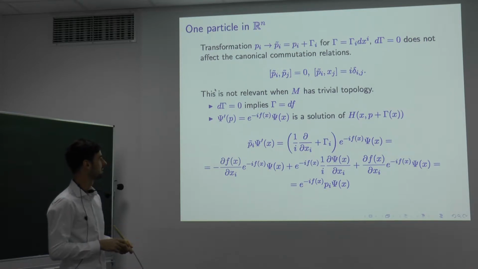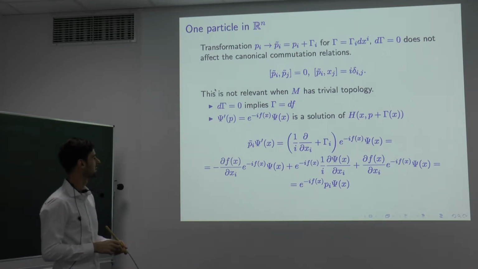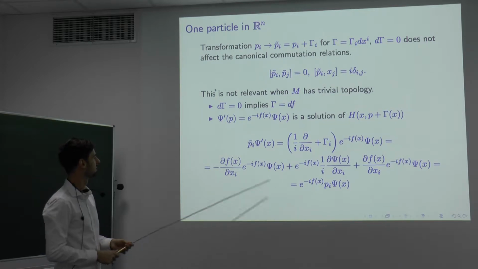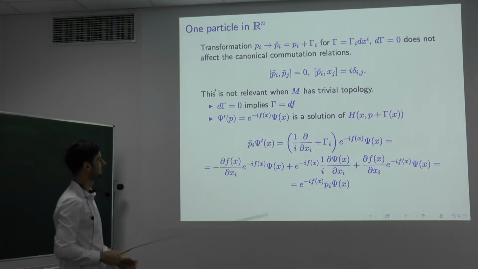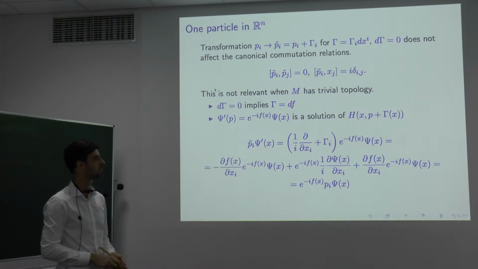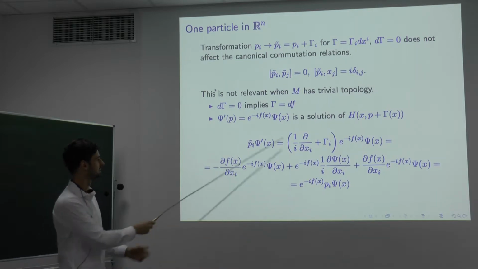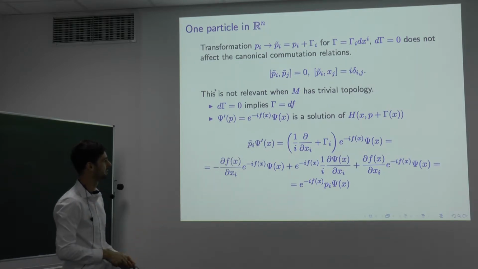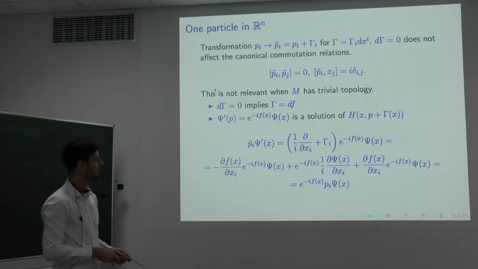So it doesn't matter. In order to see this, suppose that we have some Hamiltonian, and we have a wave function that is a solution to this Hamiltonian, but with momenta which are not shifted. So this would be psi of x. This would be an eigenfunction of some Hamiltonian h of x, p.